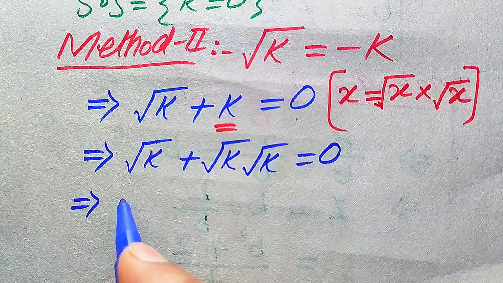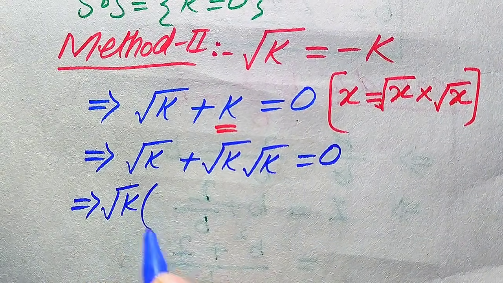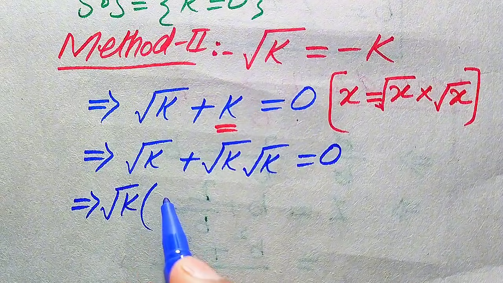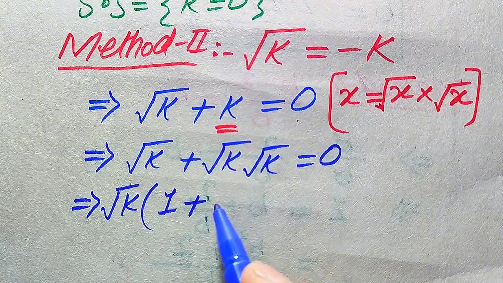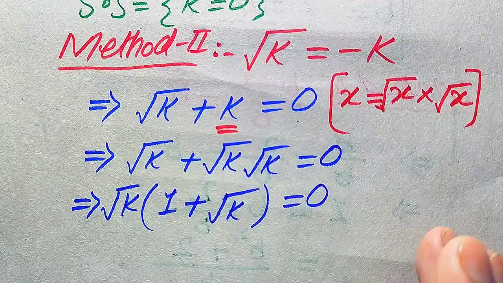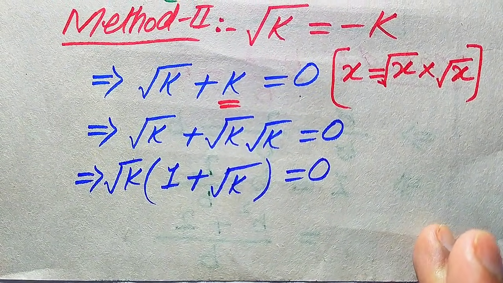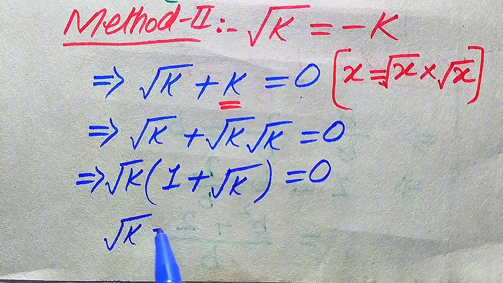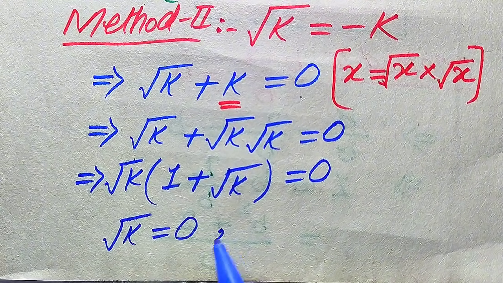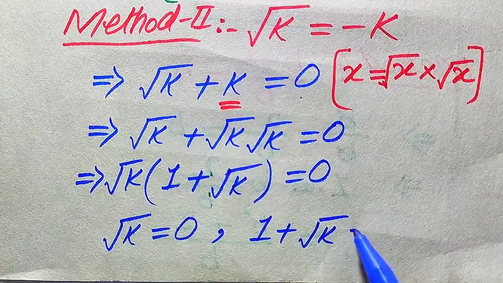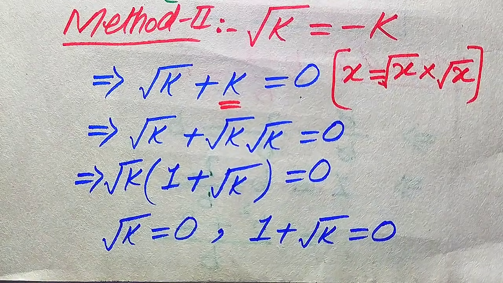In the next step, we take common square root of k from here, and when we take common square root of k, we get the remaining values. From here we get 1, plus from here we get square root of k, and this whole equation is equal to 0. Now we divide this equation into two cases. The first case is square root of k equals 0, and the second case is 1 plus square root of k equals 0.